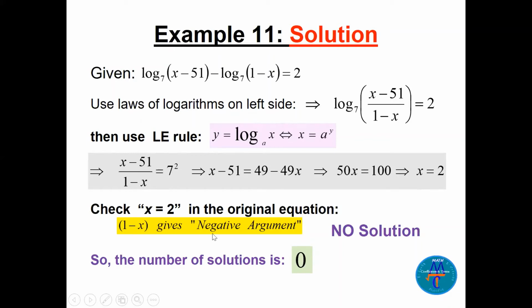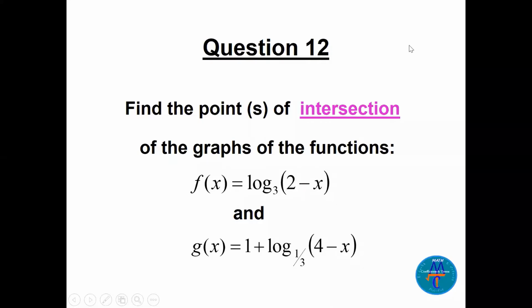I have to check. See, if I put 2 here, 1 minus 2. Also 2 here, 2 minus 51. The argument is negative. Anywhere, see 1 minus 2, 2 minus 51. If you put it anywhere, the argument is negative. Then reject it. And this is the only solution we get, x equals 2. So no solution. Now the question says find the number of solutions, which is 0.